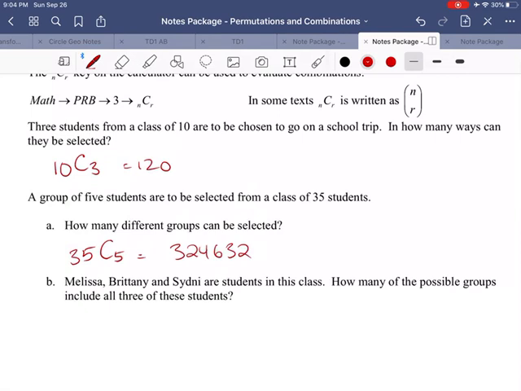Melissa, Brittany, and Sydney: how many of the possible groups include all 3 of these students? Well, if they have to be included, we're picking 3 from 3, so there's only one way to do that. And we need to multiply that by the number of ways to select 2 from 32. We still need to make a group of 5. We've already got 3 of them, so we only need to select 2 more. So if we do this, you get 496 different groups.